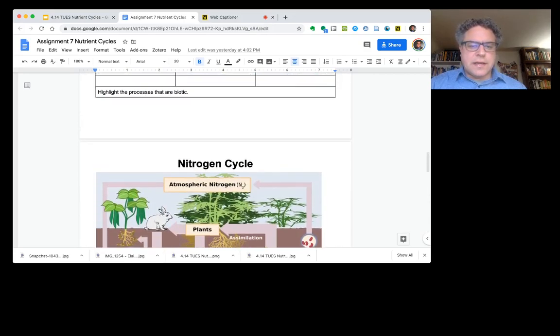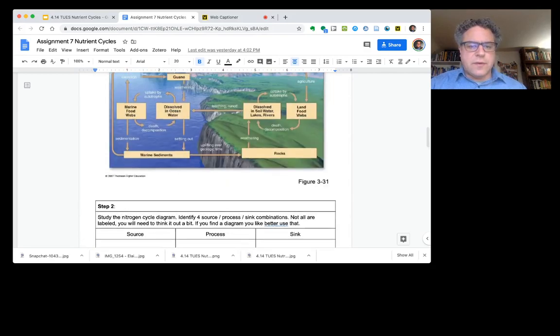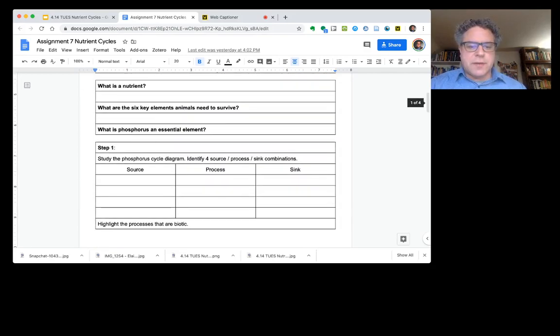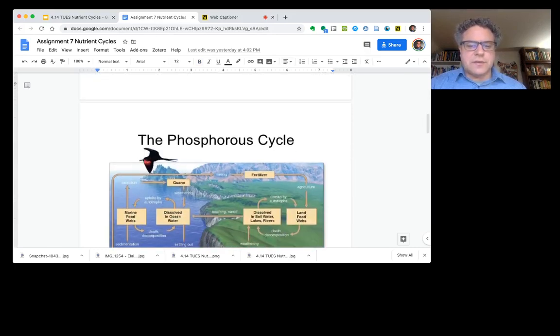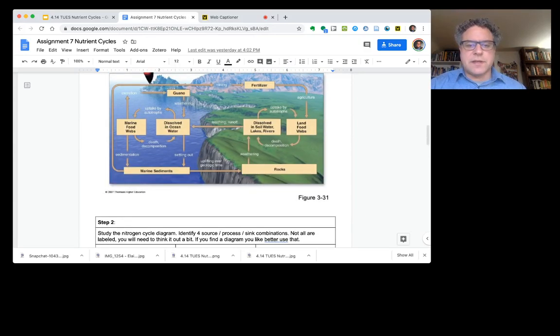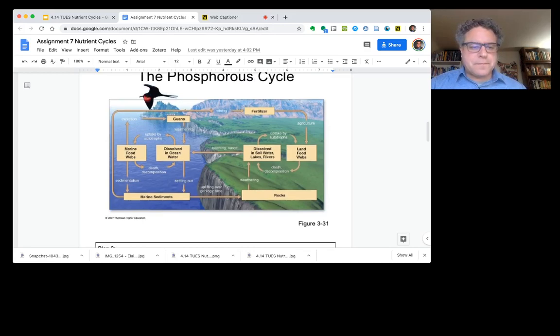And then the other thing that I added in was that I want you to think about which processes are biotic, which processes involve living things, and then highlight those. So you'll have to identify something like weathering is not a biotic process, but excretion is a biotic process, right? So those are things to think about, and that's what you need to do for your assignment today.